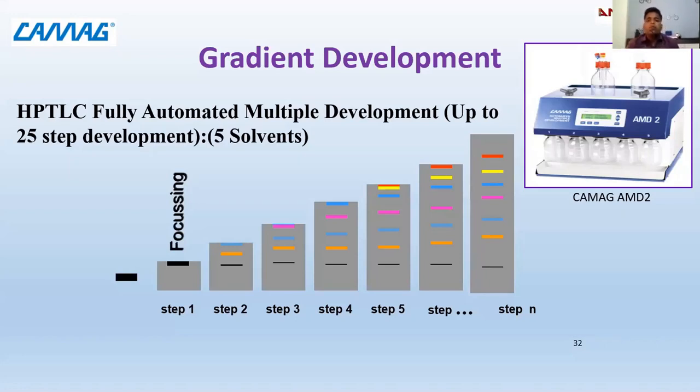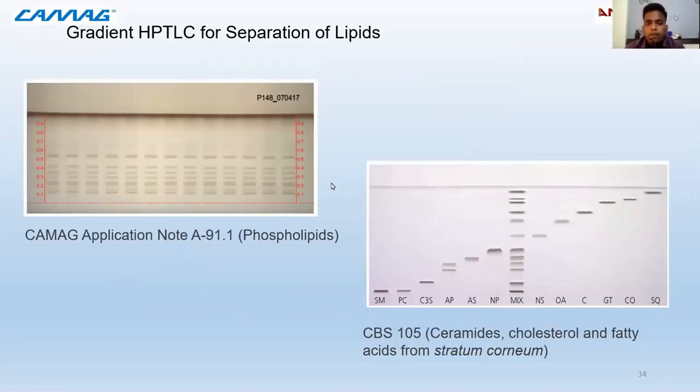Suppose you apply your sample, then for the first 20 mm you develop in only methanol. After that, from 20 to 30 you want to develop in toluene. Then from 30 to 50 you want to develop in another non-polar solvent. Just like that you can do up to 25 development steps using this AMD2 with the 5 solvents. This is an example of a camera application, phospholipids, and there is one more.